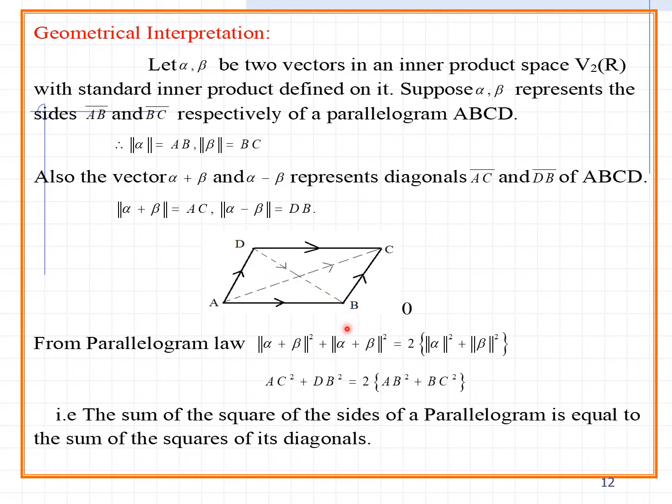So by the parallelogram law, norm alpha plus beta whole square plus norm alpha minus beta whole square is equal to 2 times norm alpha square plus norm beta square. By using the parallelogram law, we can write AC whole square plus DB whole square equal to 2 into AB square plus BC whole square. So the sum of the squares of the diagonals of a parallelogram is equal to the sum of the squares of its sides. So by using the parallelogram law, the geometric interpretation is proved.